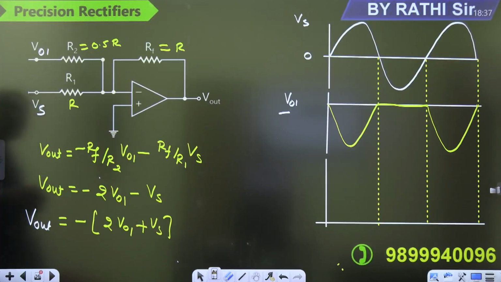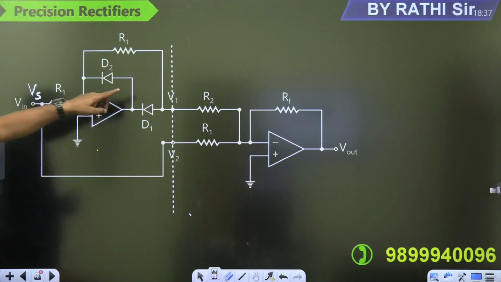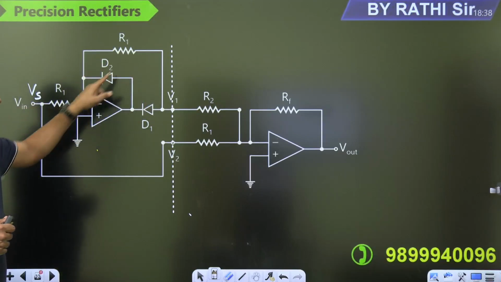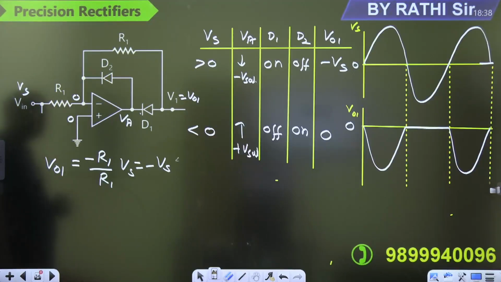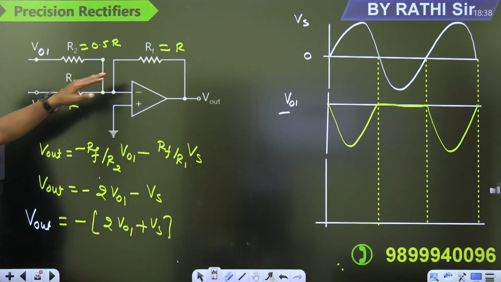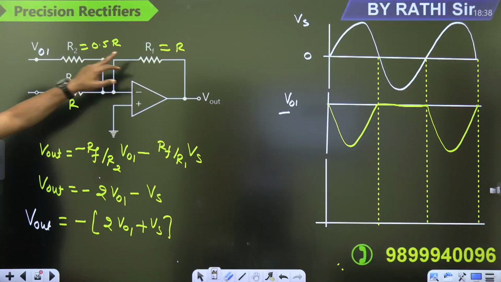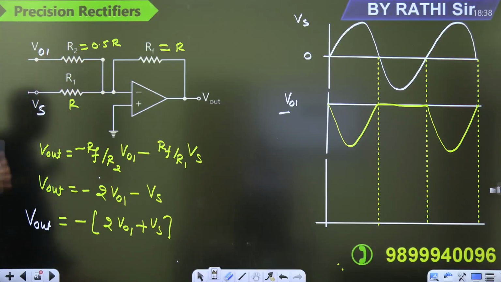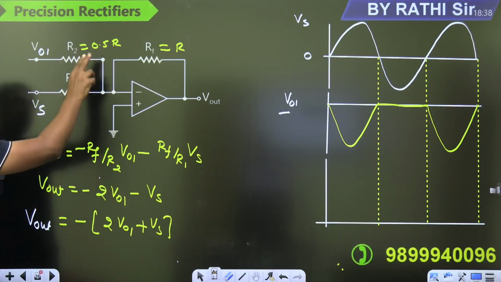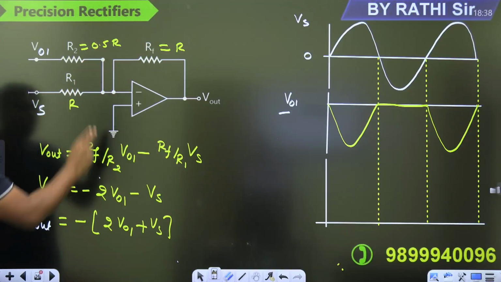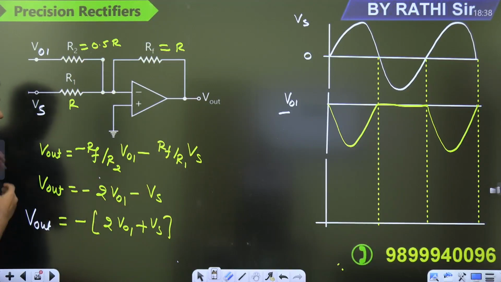Then the first input to the summer is what? V1. V1 means output of this diagram, V01. And what is the V2? V2 is nothing but Vs, same input. So you know the idea about the summer. What will be the output of the summer? Rf by R1 into Vs, Rf by R2 into V01. So minus Rf by R2 into V01. What is the R2? 0.5 R. So R divided by 0.5 R will become 2. R by R will become minus Vs. This is the output of the summer, equation number 1.